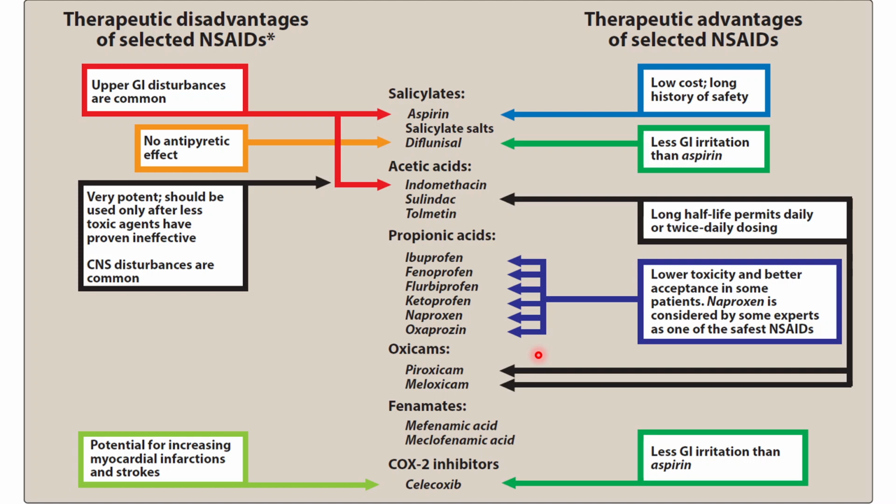And that is why there are so many NSAIDs, and every one of them has some advantages and disadvantages. So here we can see all of them. For example, among the salicylates, aspirin is most commonly used, and it is very inexpensive. It is the most inexpensive and safe in the world, and it has a long history of safety because it was produced in 1905.